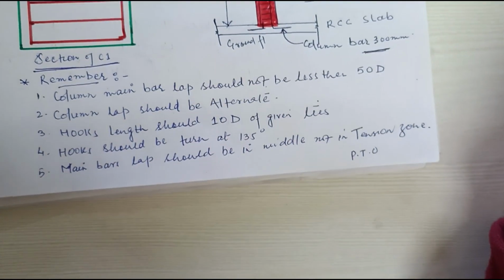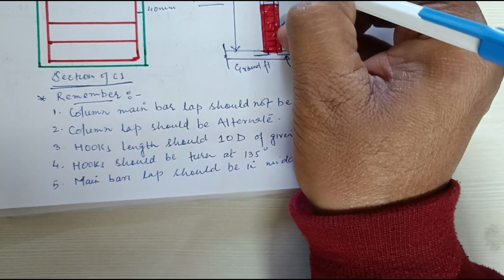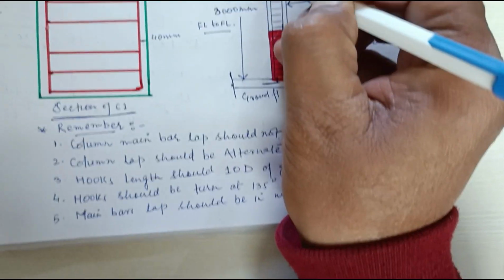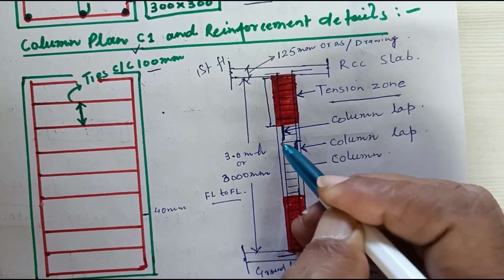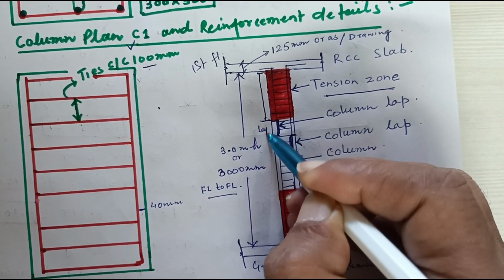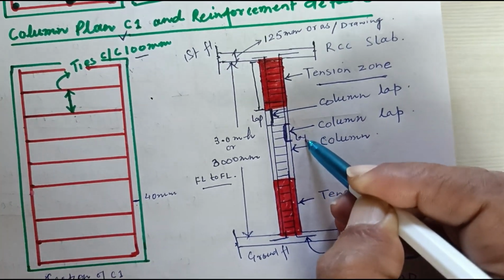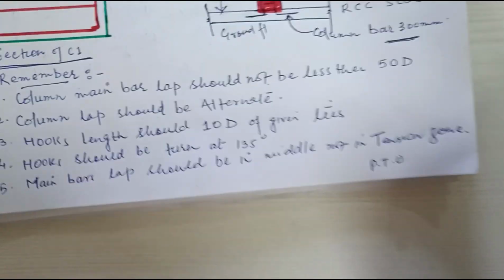Another point is column lap should be alternate, as here I have shown one lap is here and one lap is here and another lap is here. This is also lap and this is also lap. And it is alternate.